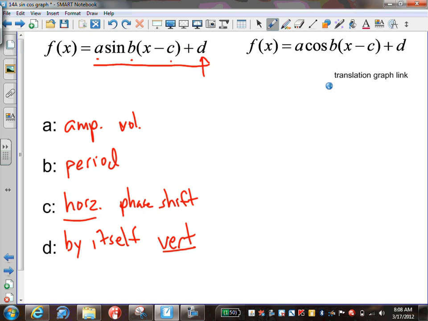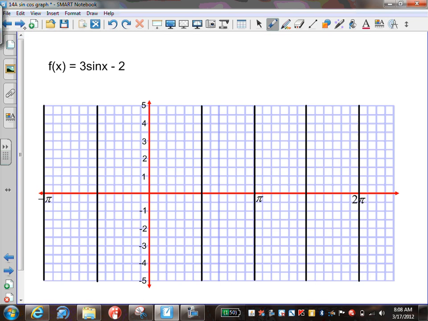So I'm going to go through 2 slides. One's going to be sine and one's going to be cosine, and I'm going to tackle 2 of them working together at a time. So let's take a look here at this. So notice here's our graph. This is sine of x minus 2, and notice the 3 in front. So first let's identify what's what.